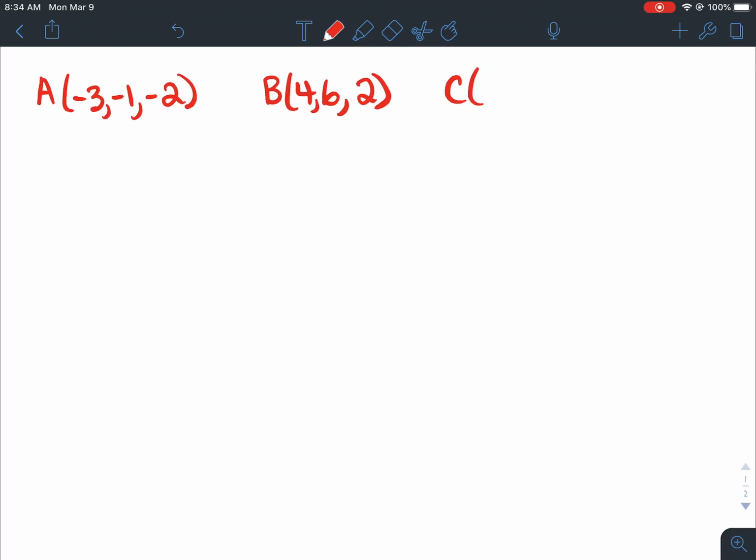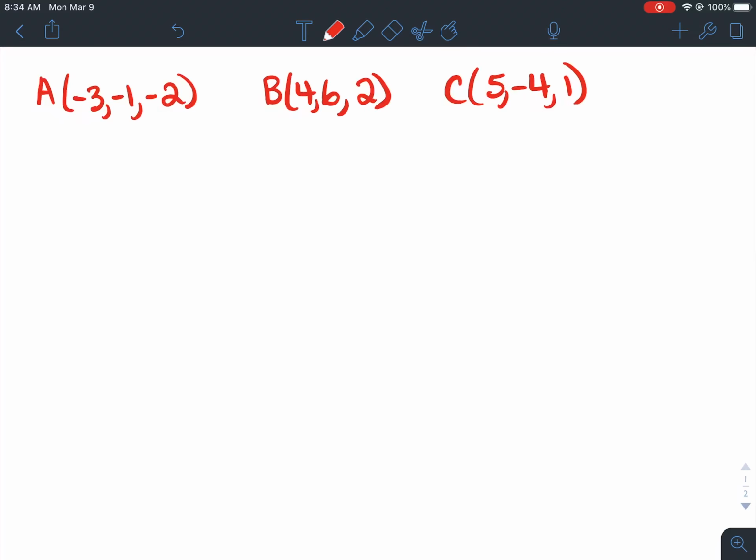Okay, let's say we didn't know that information though. We really wanted to write the scalar equation of a plane. So let's say we just had points. So we want to write the scalar equation of a plane. And we have the point -3, -1, -2. And then we also have 4, 6, 2. And we have another point, 5, -4, 1. So we have 3 points on our plane, and we want to find the scalar equation of the plane.